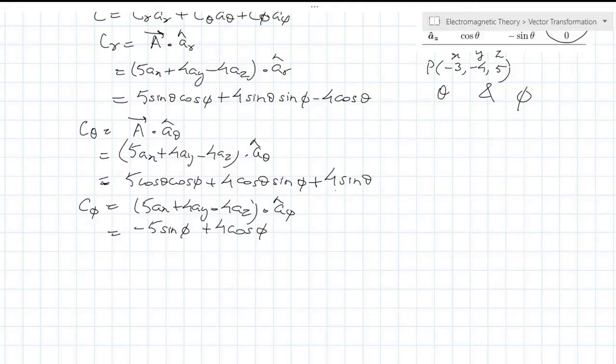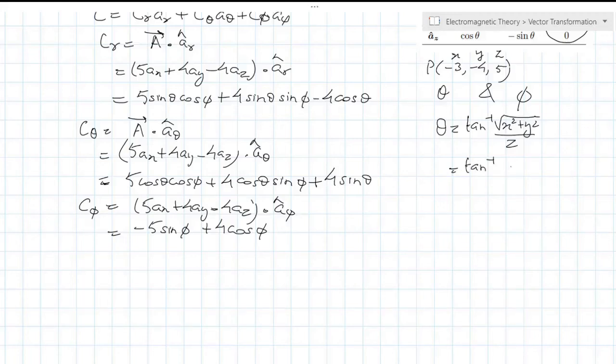Let me tell you one thing, that while doing vector multiplication, you will face some problems where we have to do the coordinate conversion also. So this is the place where we are doing coordinate conversion, because we know that in CR, C theta, C phi, all the terms are in the form of sin theta, sin phi, or cos theta, cos phi. So to find out the value in numerical terms, we will have to find out the value of theta and phi. And we know that theta is equal to tan inverse of under root of x square plus y square, divided by z.